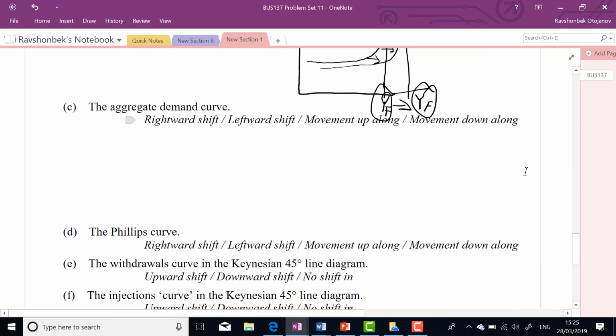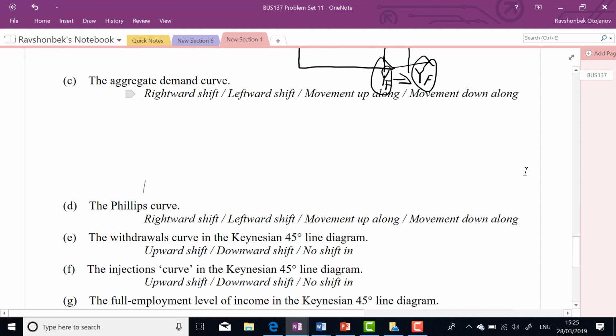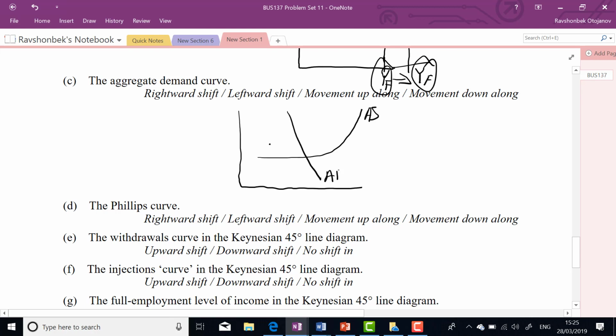The aggregate demand curve: right shift, left shift, or movement up along? Okay, what happens to this one now? This is our aggregate demand. What happens to the aggregate demand curve if there is a supply side policy? And remember, go ahead. Goes to the left. Did you do anything wrong? Would your contractionary policies make it go left? Remember? Yeah, go ahead.